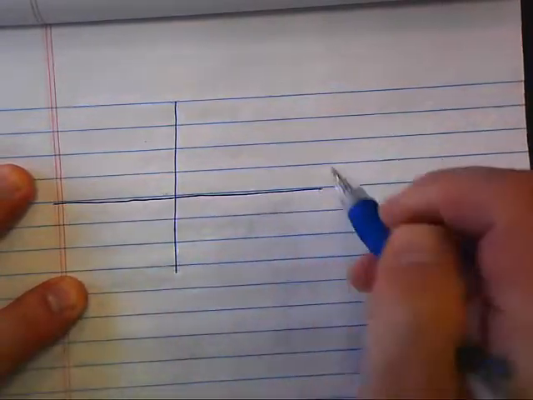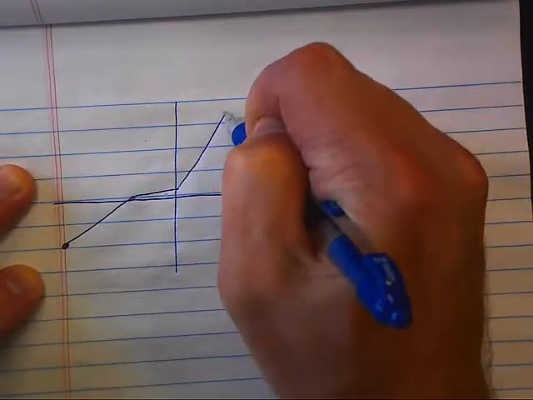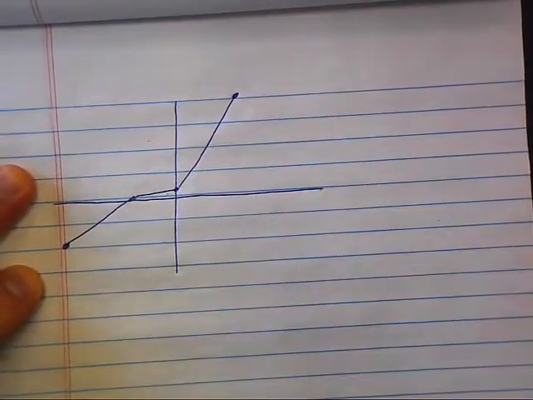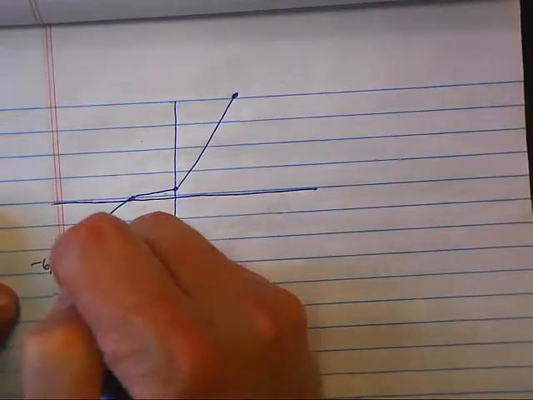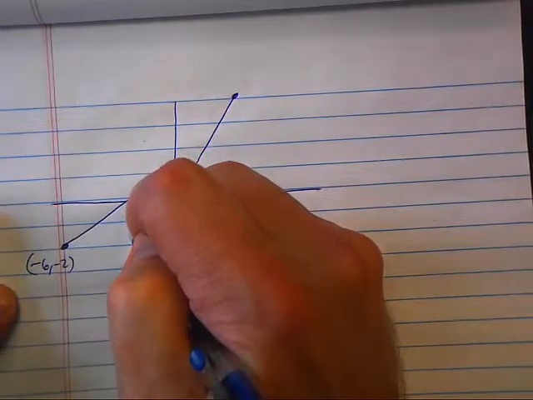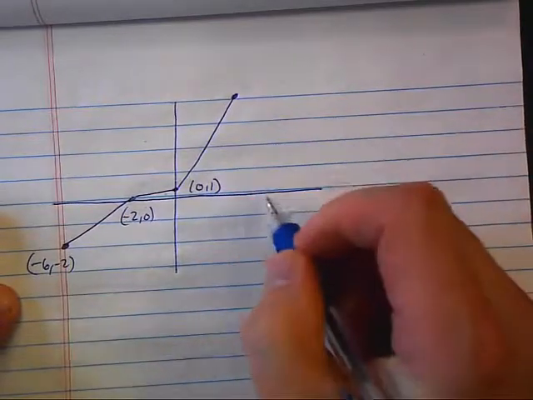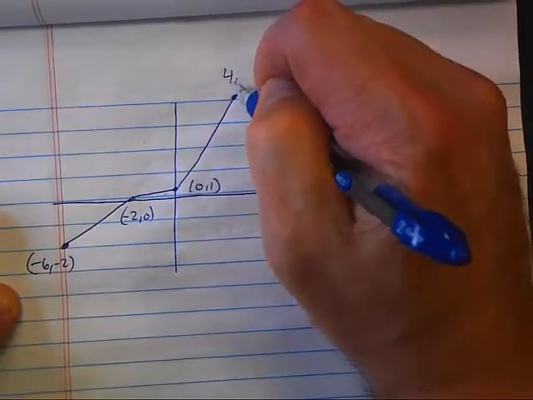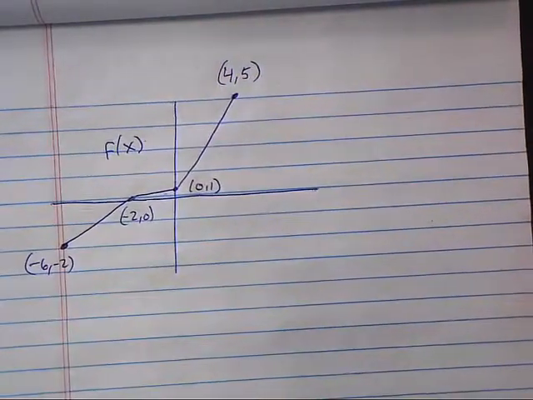Okay, so I'm going to give you a function and a picture. And I'll give you some points on this function. This is the point right here. This is -6, -2. And this one's -2, 0. This one's 0, 1. And this one is 4, 5. And that's my function f of x.